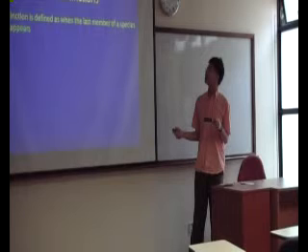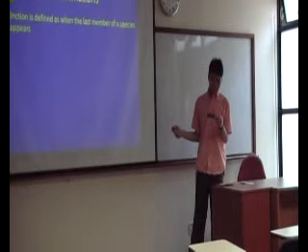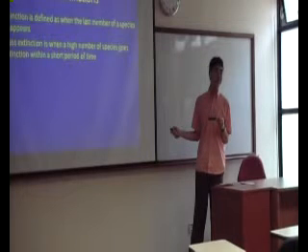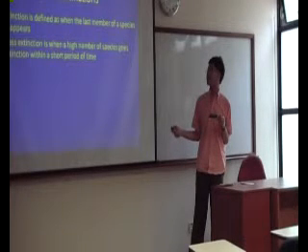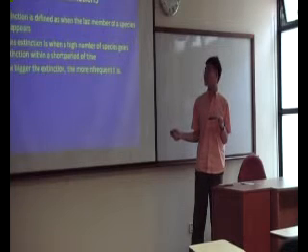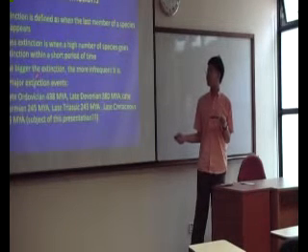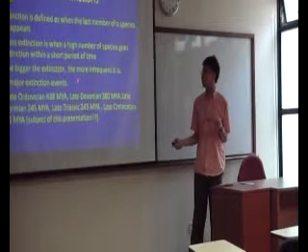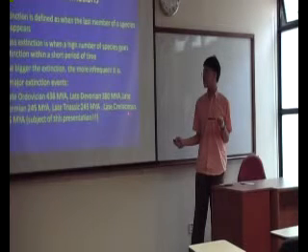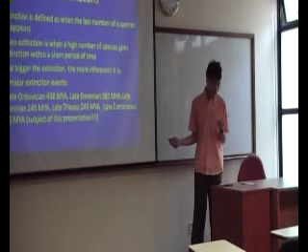Extinction is defined as when the last member of a species disappears. A mass extinction is when a high number of species go extinct within a short period of time. The bigger the extinction, the more infrequent it is. And there are 5 major extinction events in history: the late Ordovician, the late Devonian, the late Permian, the late Jurassic, and the late Cretaceous, which is the subject of my presentation today.